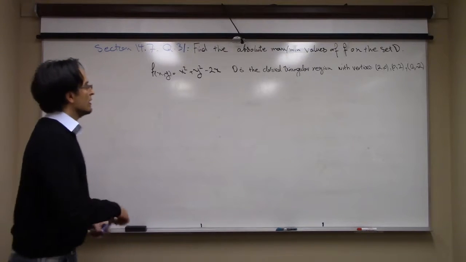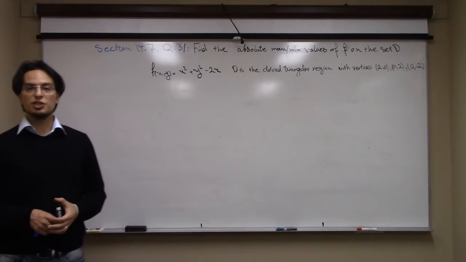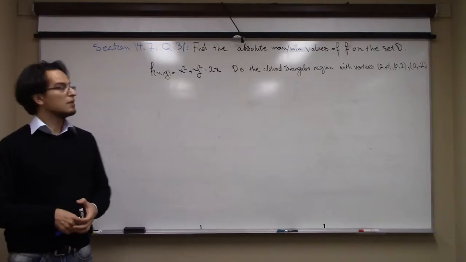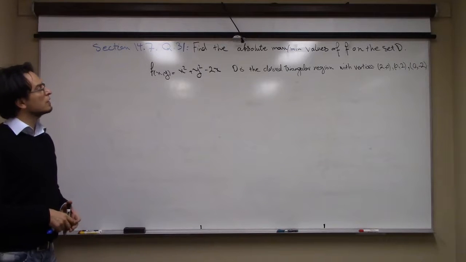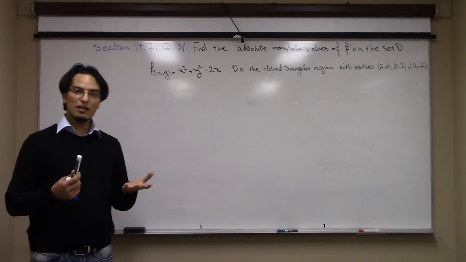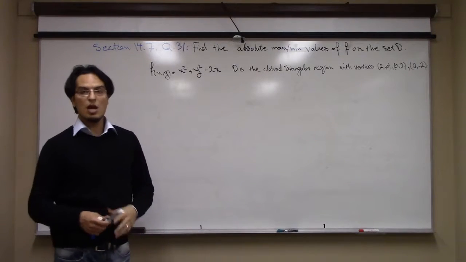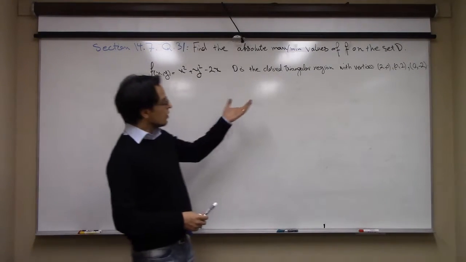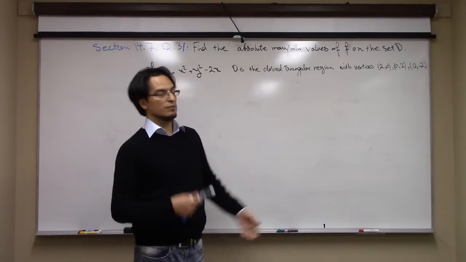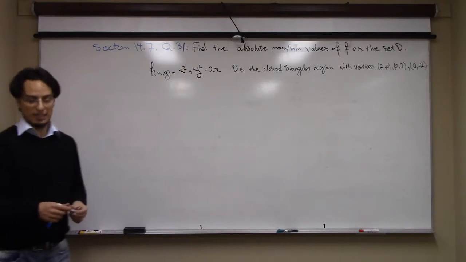Hello. Today I'm going to do a question from section 14.7, question 31 from the book, which says find the absolute max and min values of the function x squared plus y squared minus 2x on the closed triangular region with vertices (2, 0), (0, 2) and (0, -2).